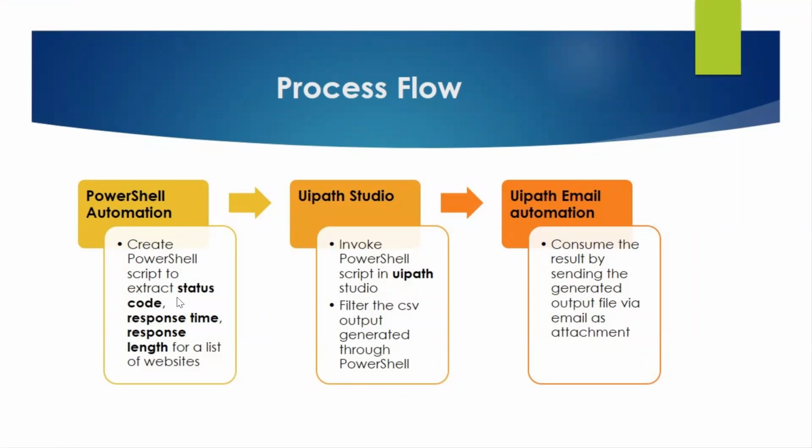So firstly, I'll create a PowerShell script which will monitor the status code, response time, and response length for a list of websites, and this list can be customized as per the requirement. And then I'll tell you how to invoke that PowerShell script in UiPath Studio. This PowerShell script is going to give you a CSV output as a result. Then, through UiPath functionality, you can filter the CSV result according to your requirement and further process it through email automation and send it to the respective authority.